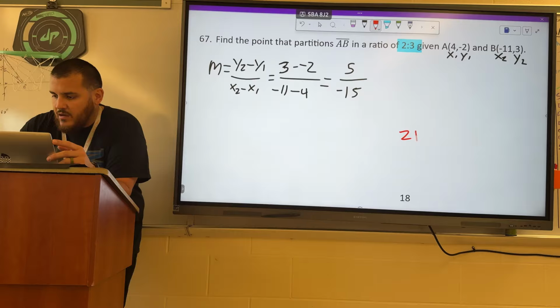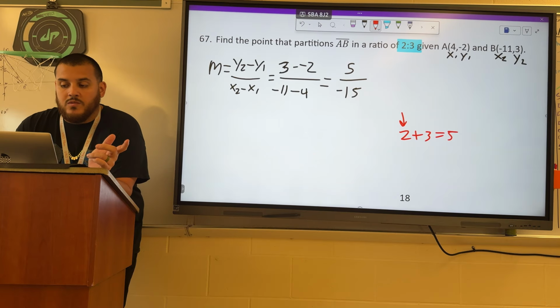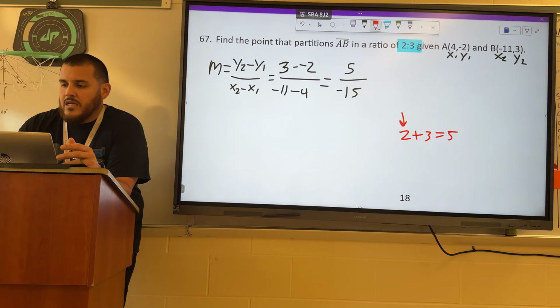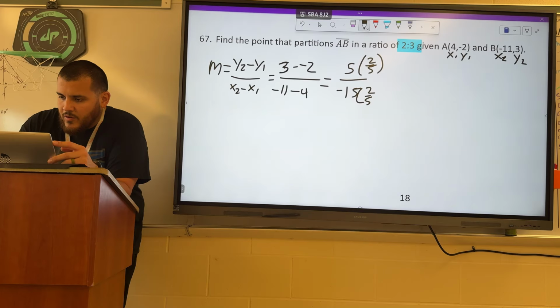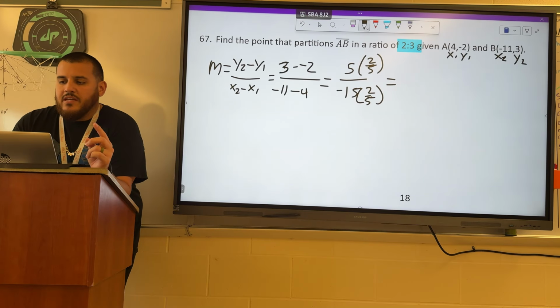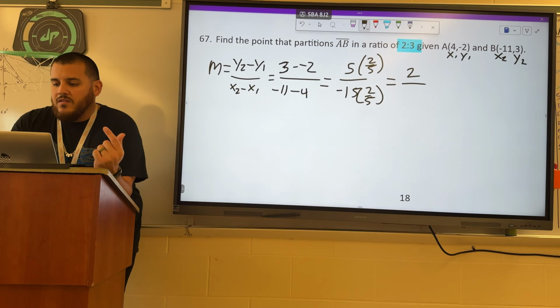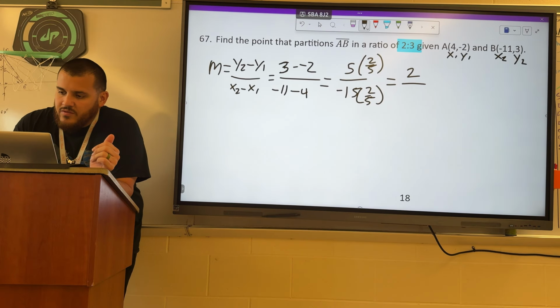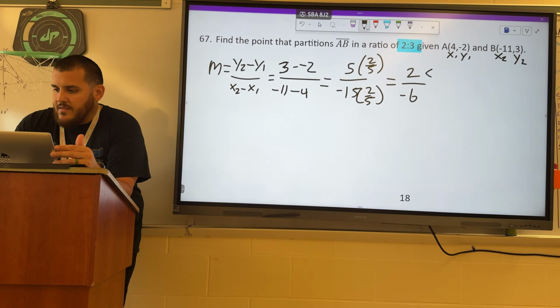So we're essentially saying, 2 plus 3 gives me 5 total parts. My first point has 2 parts before it, so I'm using a fraction of 2/5, 2 out of 5. That means I need 2/5 of these distances, so I'm multiplying both by 2/5. 5 times 2 divided by 5 gives me 2 for that value up top. Negative 15 times 2 divided by 5 gives me negative 6 for that value on the bottom. Again, this came from y coordinates, and this came from x coordinates.